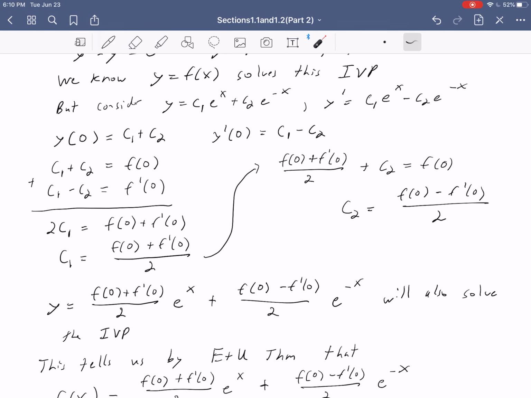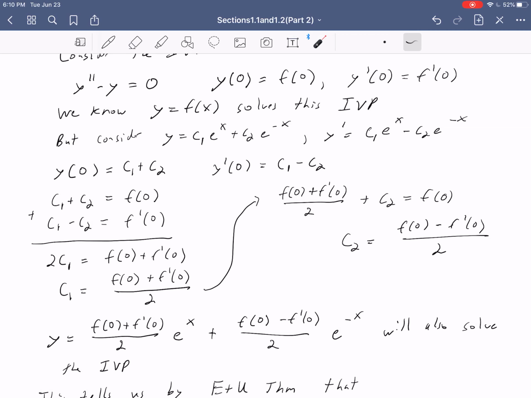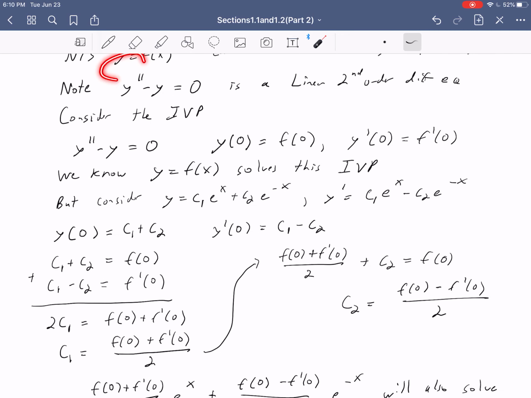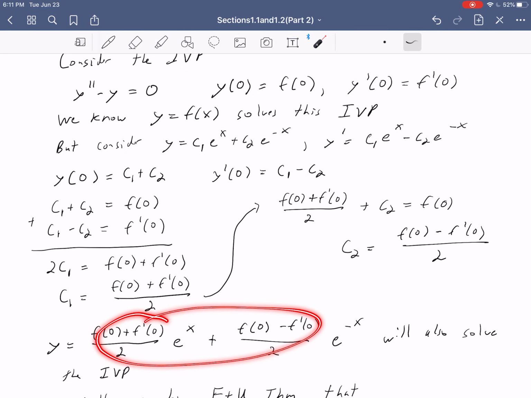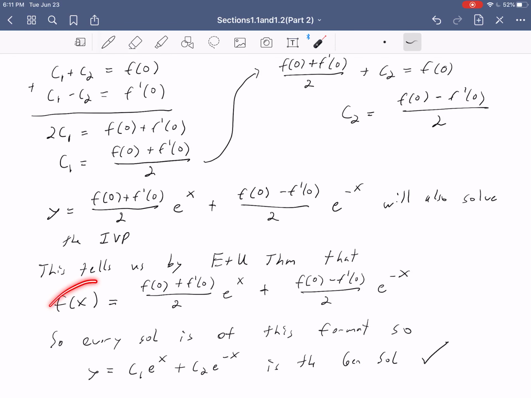Then the big theoretical thing, the whole mechanism that drives this forward, is the existence and uniqueness theorem. The existence and uniqueness theorem says that since it's an IVP, and since it's a linear differential equation, there can only be one solution. In other words, this solution here, this y equals f of x, and this guy here must be the same thing. So f of x had to be of this format, so every arbitrary solution must be of this format. That's what it means to be a general solution.